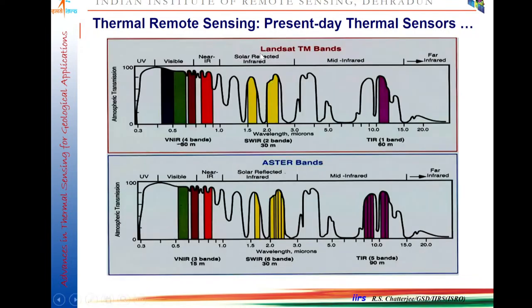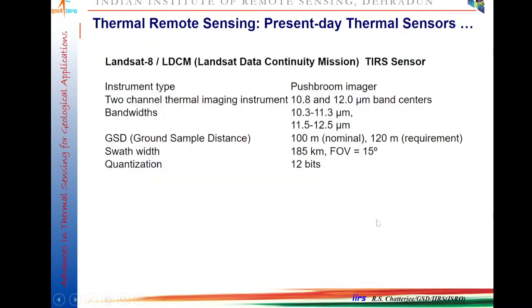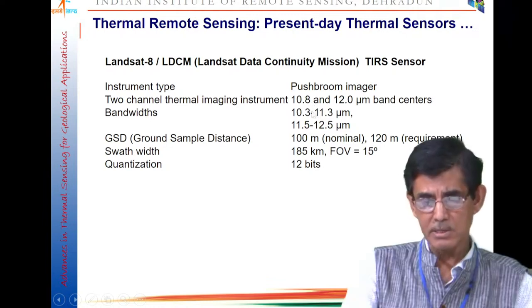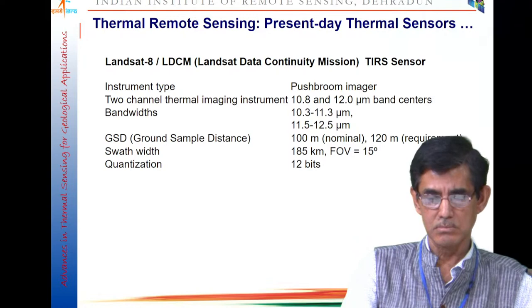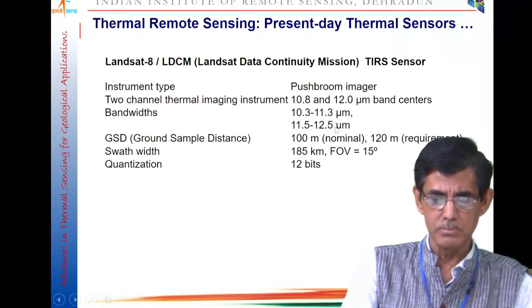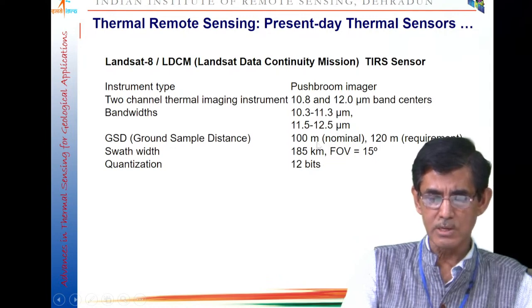Now see, in case of Landsat TM band, as I have already told you, that is 10.4 to 12.5 micrometer. And in ASTER it is something like this. There are 5 bands, and here there is no band because there is ozone layer. And then if you go to Landsat 8, this is the TIRS sensor, then there are 2 thermal bands instead of 1 in case of Landsat TM and ETM plus. So 10.3 to 11.3 and 11.5 to 12.5. And here the ground resolution is 100 meter.